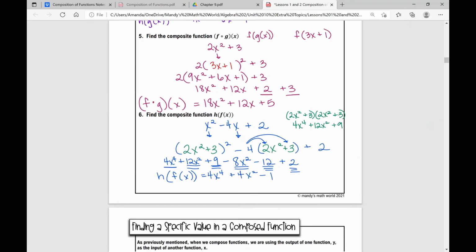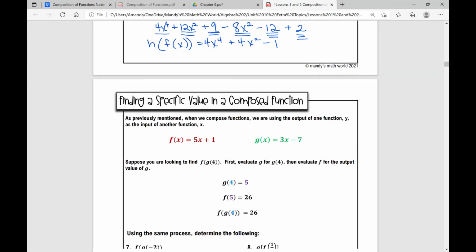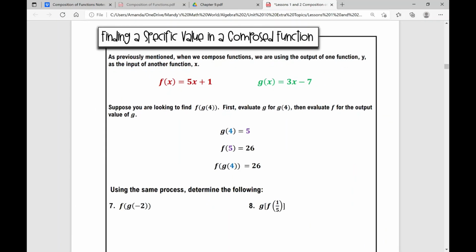So let's move on to the very last portion of today's lesson, and that's finding a specific value in a composed function. And I'm setting this differently, like I'm teaching this at the end because when I've taught it kind of intertwined in my lesson, students tend to get confused with the process, okay? So when you're finding a specific value in a composed function, you're just evaluating that composed function for the value that is the initial input, right? The number that you see.